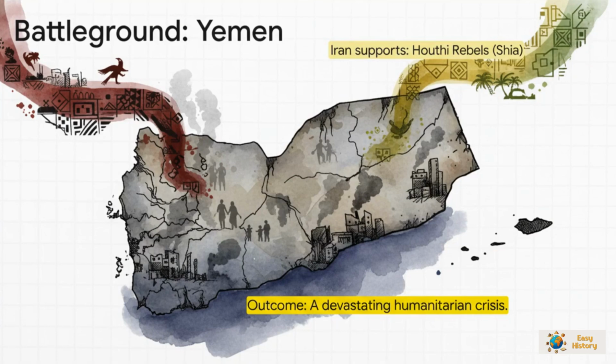Yemen is maybe the most tragic and clear-cut example of this. Iran backs the Shia Houthi rebels who control the capital. In response, Saudi Arabia leads a military coalition backing the internationally recognized government. For both of them, it's a fight for a strategic foothold on the Arabian Peninsula, but the result for the Yemeni people has been one of the world's absolute worst humanitarian crises.